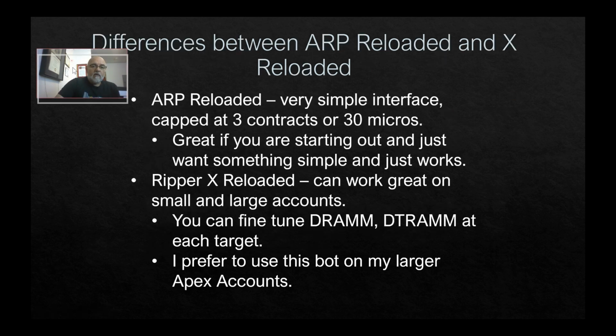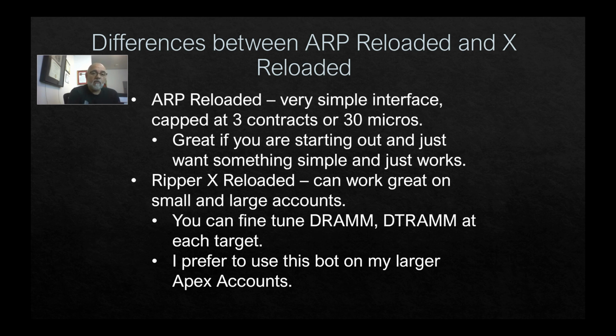What are the differences between these two automations? Auto Ripper Pro Reloaded has a very simple interface. It is capped at 3 contracts or 30 micros. I think it's great if you're starting out. You want something that is simple and just works. This is the one to get. If you're more of a person like myself, where I've wanted something where I can fine tune and test and adjust, then the Ripper X Reloaded is definitely for you.